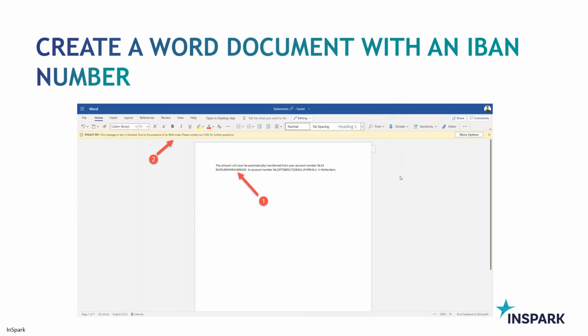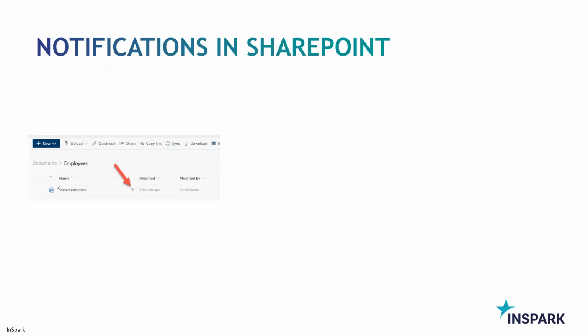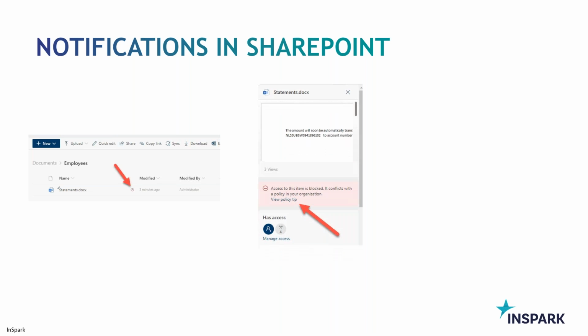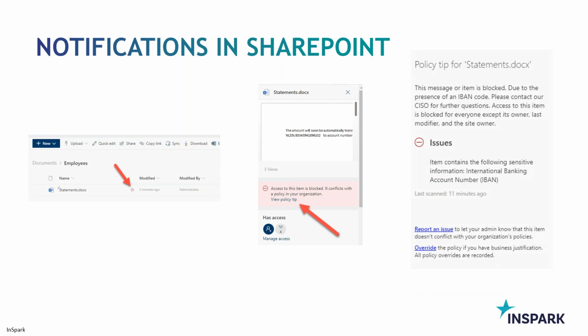So this is what it looks like. I create a document. I added some text with an IBAN number. Very quickly, within a couple of seconds, the policy tip pops up. And when I click on the policy tip, it gives me more explanation why that's happening. You can also see it in SharePoint. So you see the little icon. I see the policy tip. I click on it, and then it gives me a message.